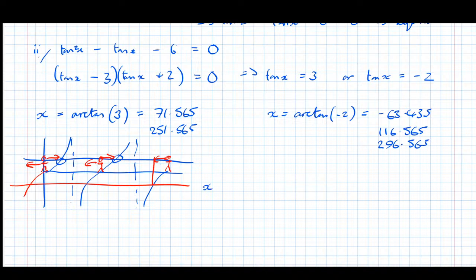And then finally, summarise your solutions. So 71.57, 251.6, 116.57, and 296.6. Box around them.